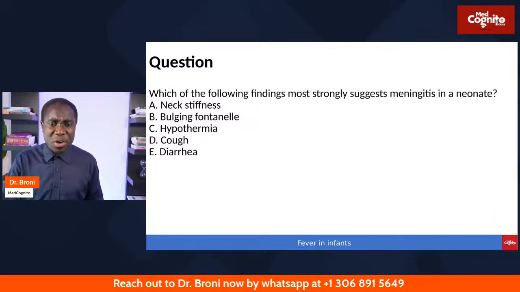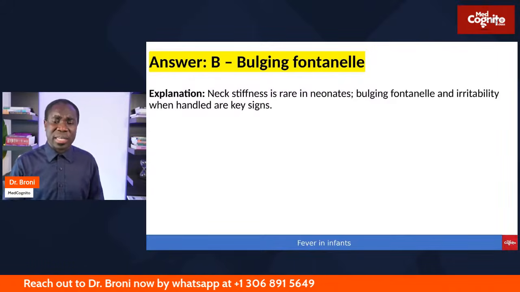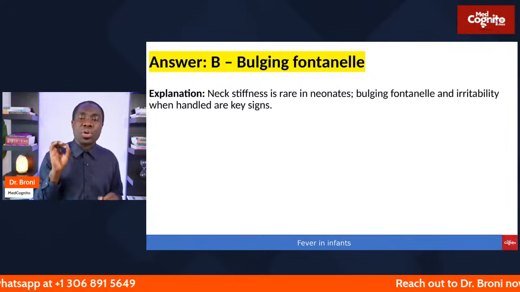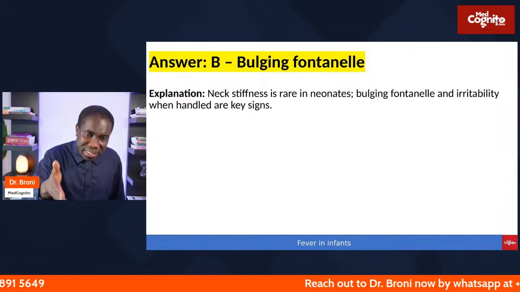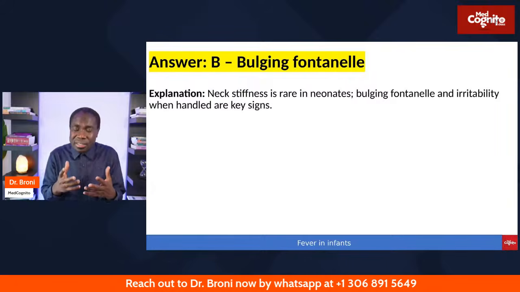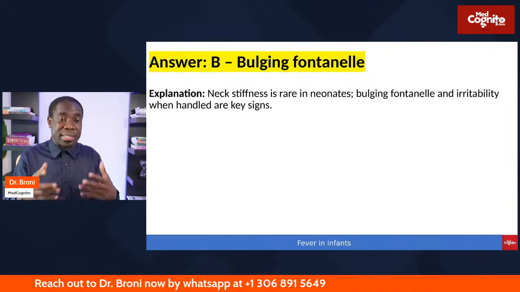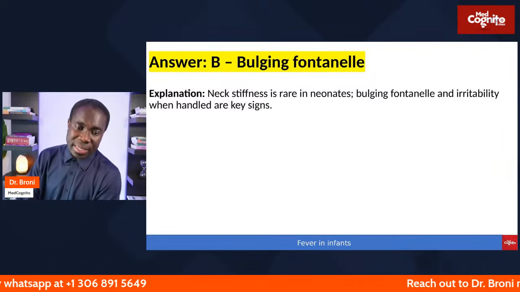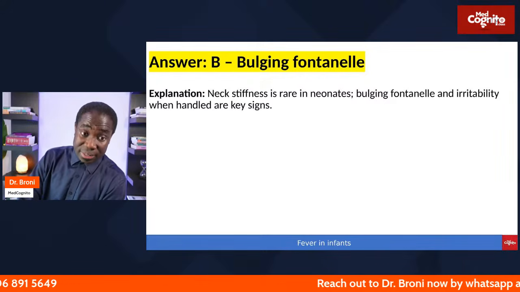And I'm very happy. Almost everyone is going for bulging fontanelle, and that is the correct answer. Neck stiffness is rare in neonates. Bulging fontanelle and irritability when the child is handled is a key sign of meningitis. Exactly. It's a key sign of meningitis. So you want to pay attention to that.